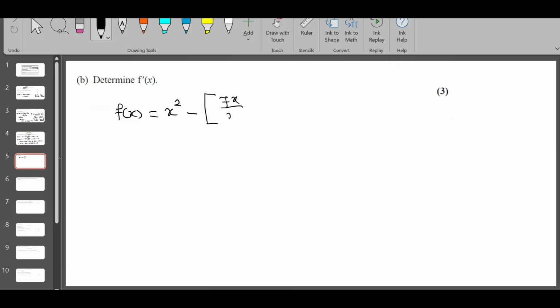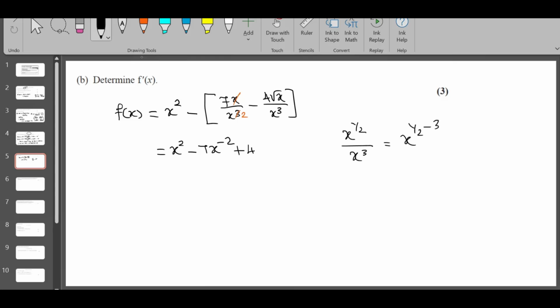So it's going to be x square minus, you cancel x and x, this becomes square, so put it on top, it's going to be minus 7x power minus 2, and then negative times negative is positive 4 square root of x divided by x cubed becomes x power half minus 3, which is minus 5 over 2. Now differentiate, x square becomes 2x.